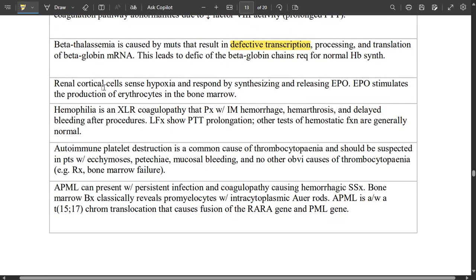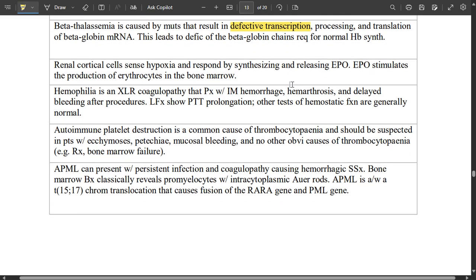Renal cortical cells sense hypoxia and respond by synthesizing and releasing EPO, that is erythropoietin, and erythropoietin stimulates the production of erythrocytes in the bone marrow. So mostly renal cortical cells, not the medullary cells. The renal cortex, the outer part of the kidney, has cells which can sense a decrease in oxygen, that is hypoxia, and in turn release erythropoietin. Erythropoietin increases RBC production in the bone marrow, and that is it.